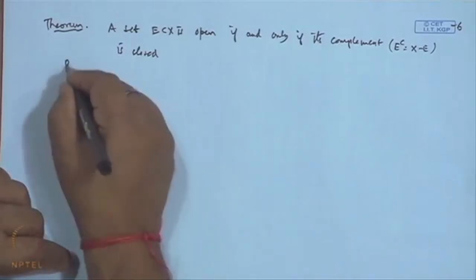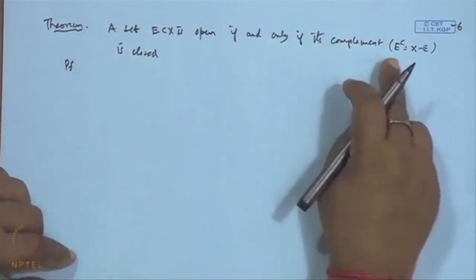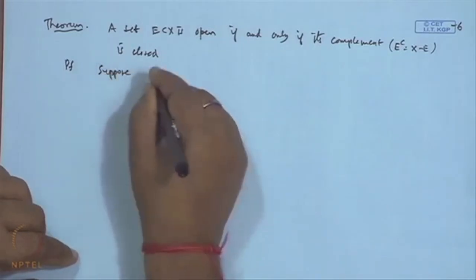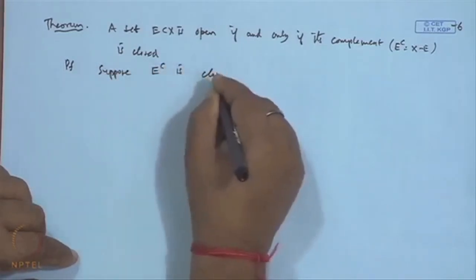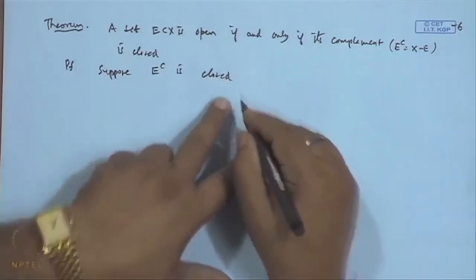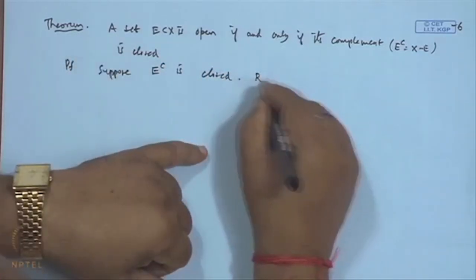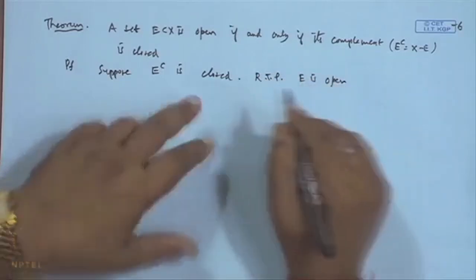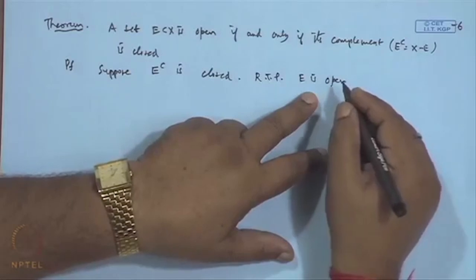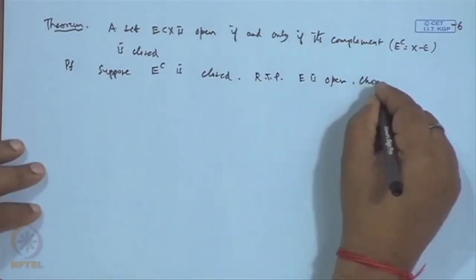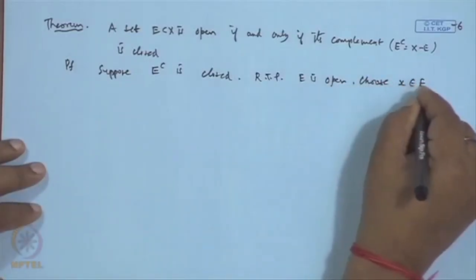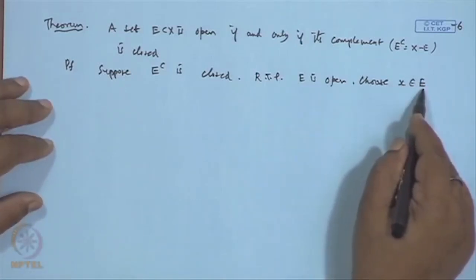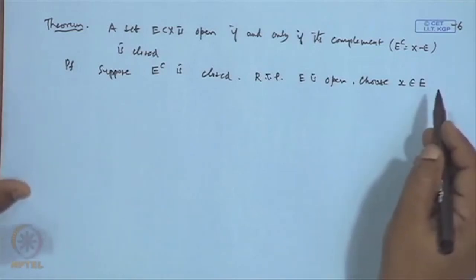So, the proof is, let us suppose E C is closed. Suppose the complement of this set, E C, is closed. Then what we want is to show E is open. Required to prove is E is open. It means every point of E is an interior point. So, choose an element X belonging to E. If I prove that there is a neighborhood around the point X which is totally contained in E, then E becomes open.